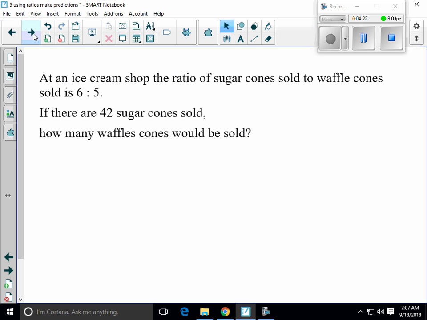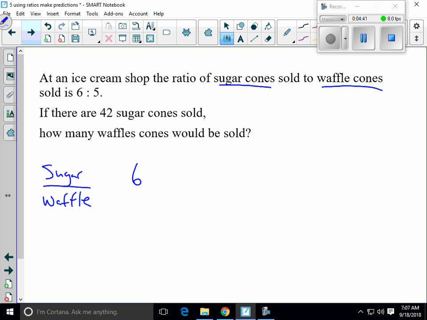Let's look at this one. The ratio of sugar cones to waffle cones is 6 to 5. So sugar to waffle. Always make sure you're labeling these so that we know which numbers go with which. Sugar is mentioned first, so the 6 is for sugar, the 5 is for waffle. There are 42 sugar cones sold. Again, I have to decide where to put that 42. Is it going to be a numerator or denominator? Well, it's sugar cones, and sugar was a numerator, so I'm going to also put that in the top.